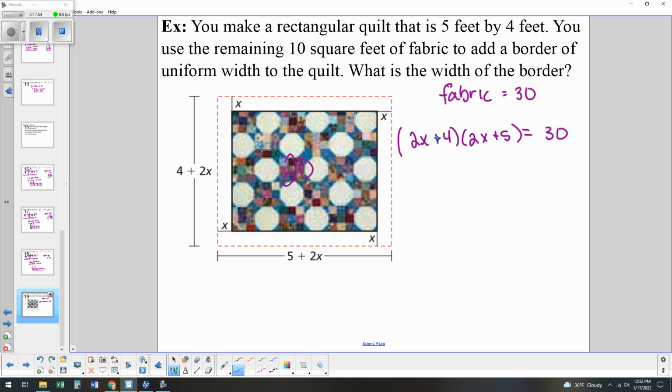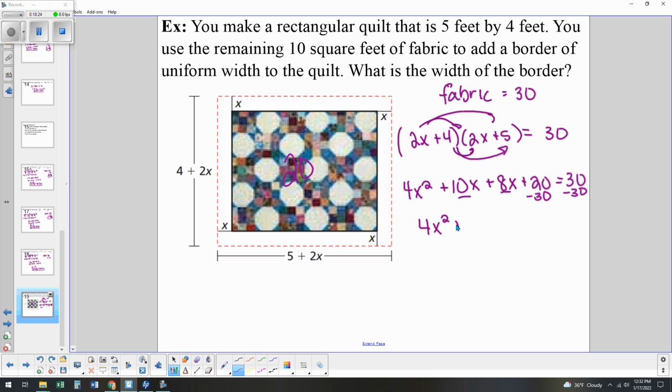So what I need to do is turn this into a polynomial on this side in standard form. So that means I'm going to multiply. I'll start with 2x times 2x, which is 4x squared, and 2x times 5, which is 10x. And then 4 times 2x is 8x, and 4 times 5 is 20. I'm going to combine these like terms, but I'm also going to subtract 30 because I know I always want quadratics to equal 0 if I can. So that means 4x squared plus 18x minus 10 equals 0.